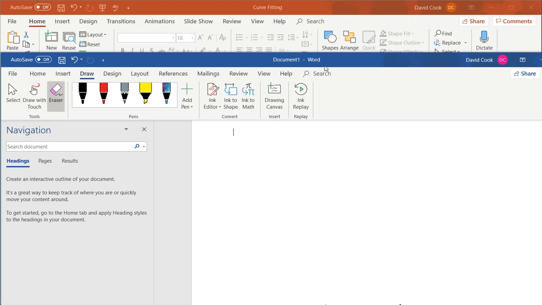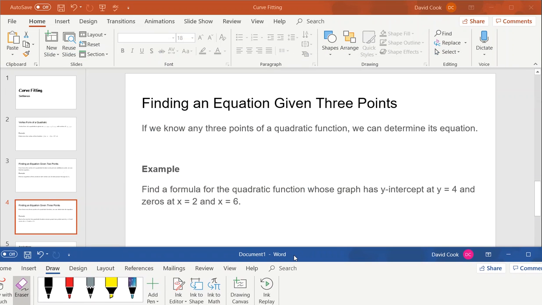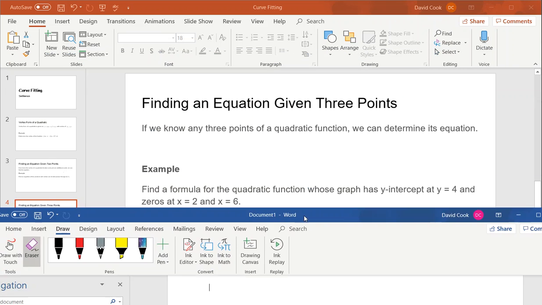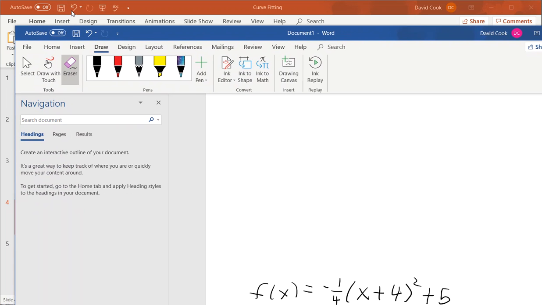Okay. So they tell me that the y-intercept is at y equals 4 and the zeros are 2 and 6. So what do I know? Well, I know that one of my points is going to be (2, 0), another one of my points is going to be (6, 0), and a third point is going to be (0, 4). These are the 3 points they gave me.